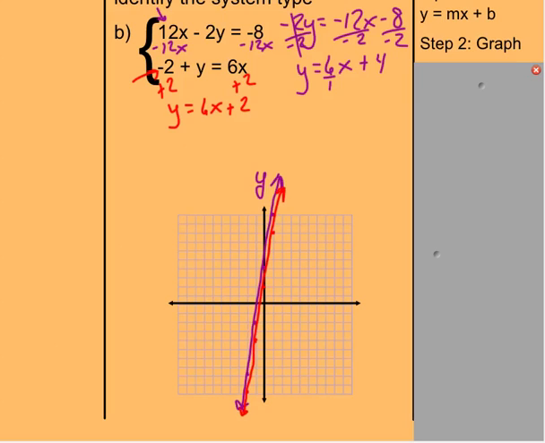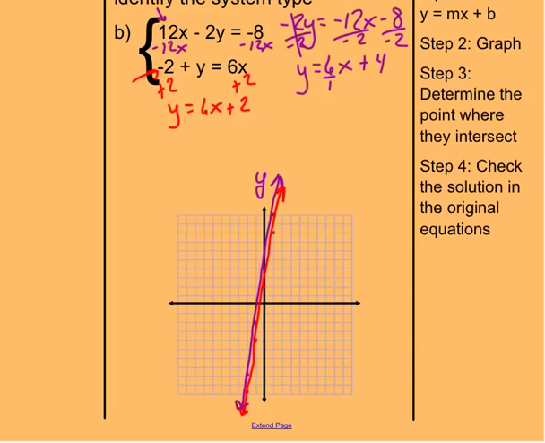You may have already noticed, because they have the same slope, that these lines don't intersect. So this would be 0 solutions or no solution, which makes it an inconsistent system.